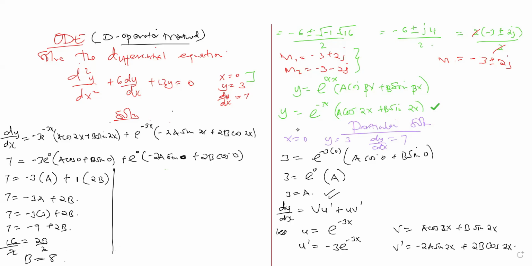And now from that point, you can have your particular solution. So just come and have this function and replace the value of a and the value of b. So it will just be y equals e to the negative 3x into bracket. What was our a? Our a was 3. So 3 cos 2x. What is our b? 8. 8 sine 2x. And that gives you your particular solution.